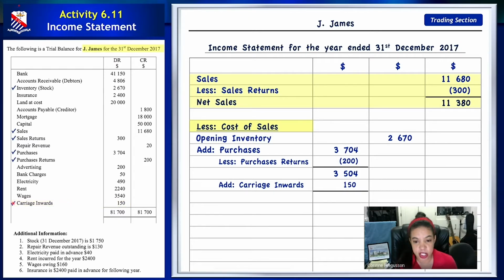Do your calculation there, and the figure that you get is called your net purchases. Net meaning that you have made your adjustments to your original purchases figure, and now you have a net figure, just like you had net sales above. So just like you had the net sales above, you now have your net purchases because of the adjustment done to it. And this figure goes right in the middle column to be added to your opening inventory.